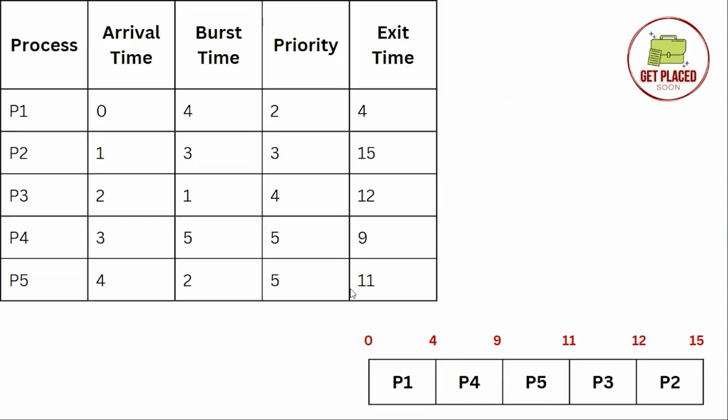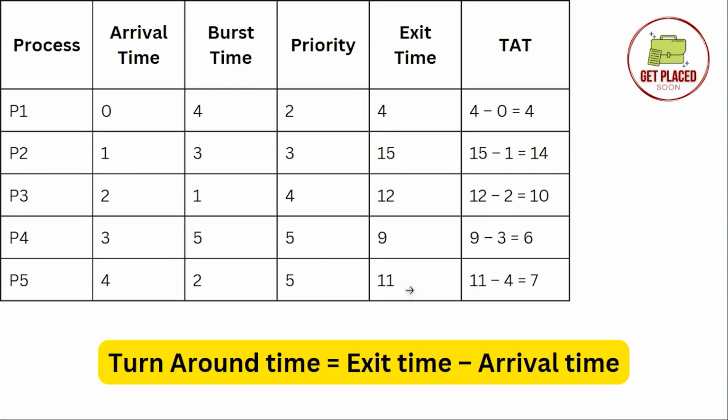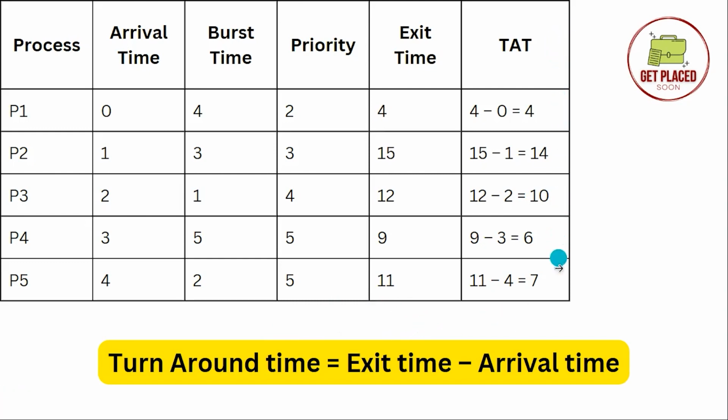Now, once we get the Gantt chart, we will note down all the exit times. P1 completed at 4, P2 completed at 15, P3 at 12, P4 at 9 and P5 at 11. I've noted down all the values in the table here. Once I get the exit time, with the help of this formula, turnaround time is equal to exit time minus arrival time, I've calculated each of the following. For process P1, 4 minus 0 is equal to 4, 15 minus 1 is equal to 14, 12 minus 2 is equal to 10, 9 minus 3 is equal to 6, 11 minus 4 is equal to 7.